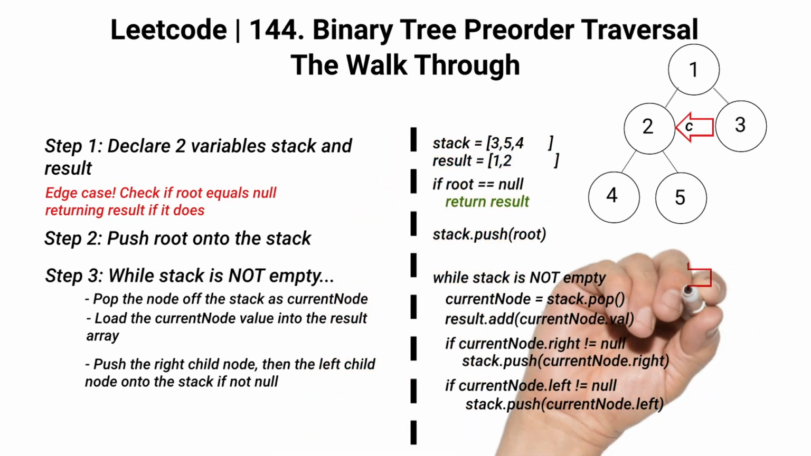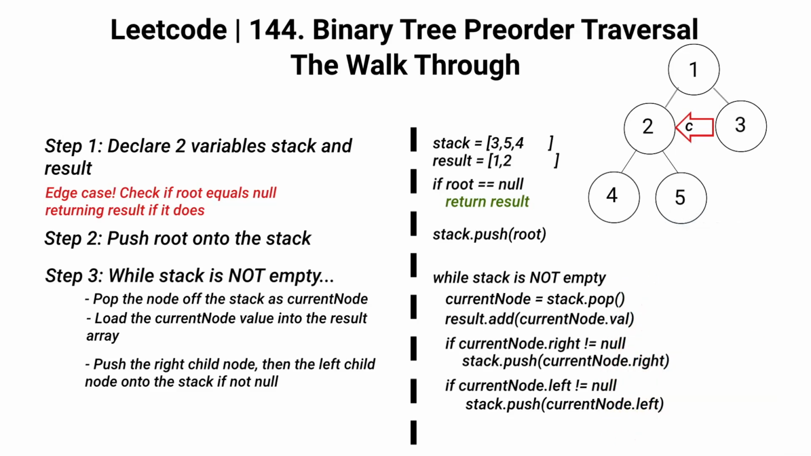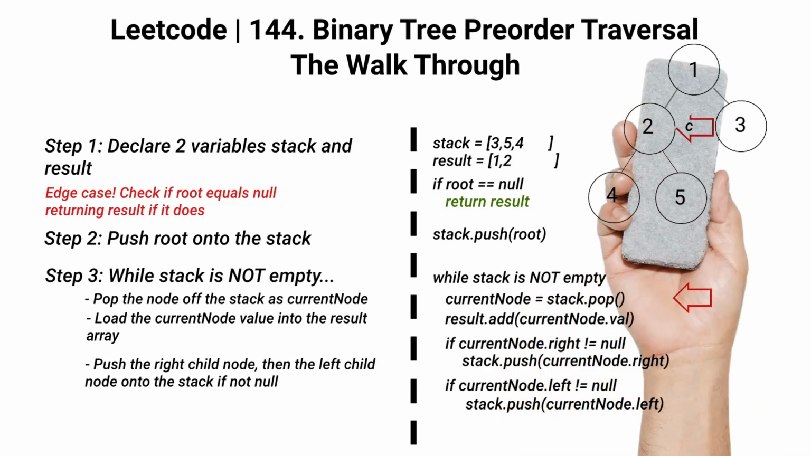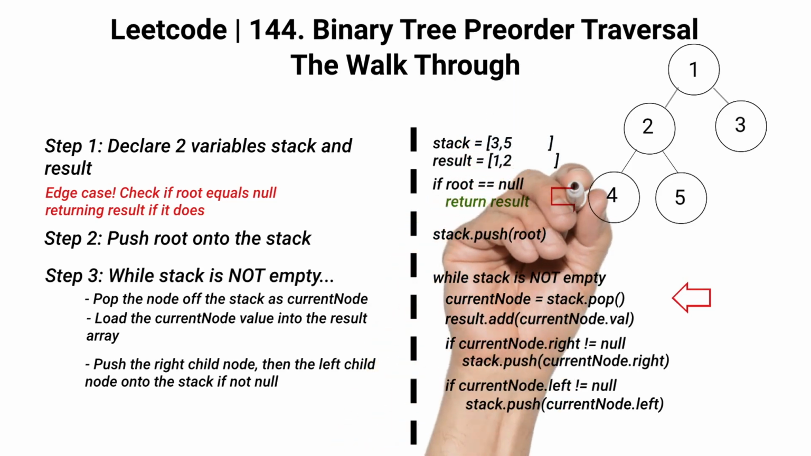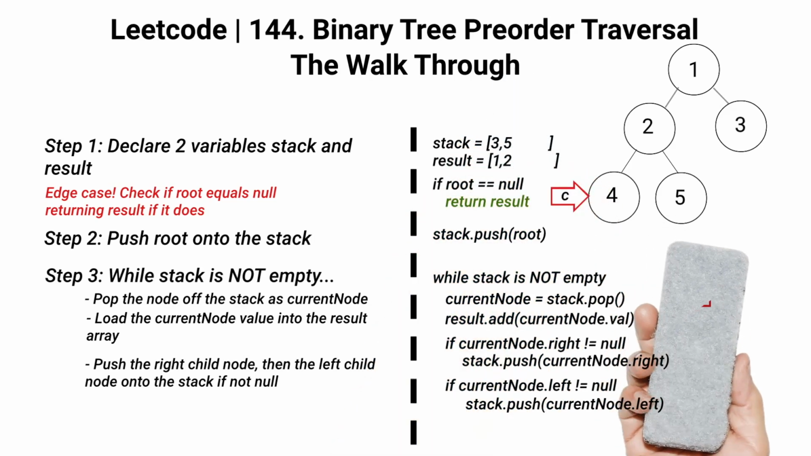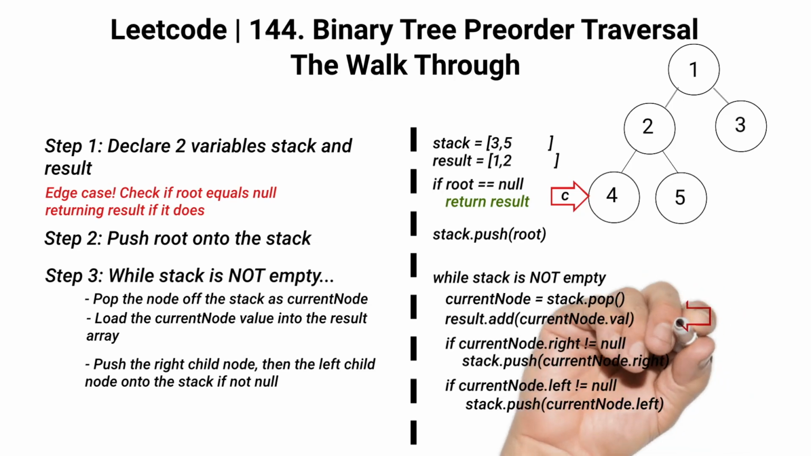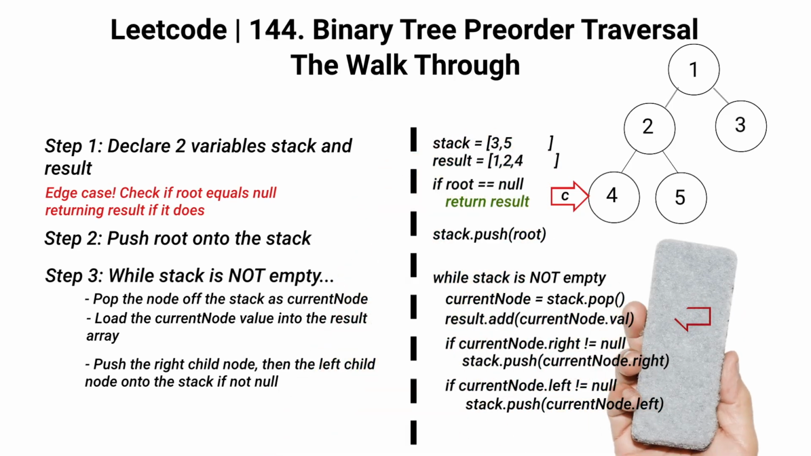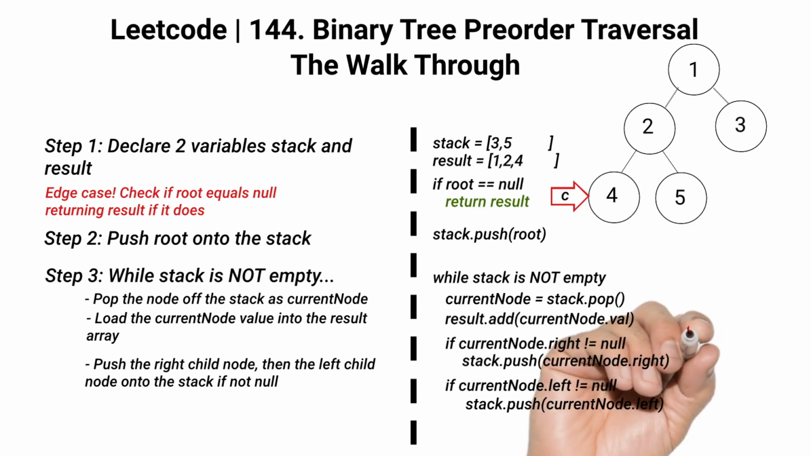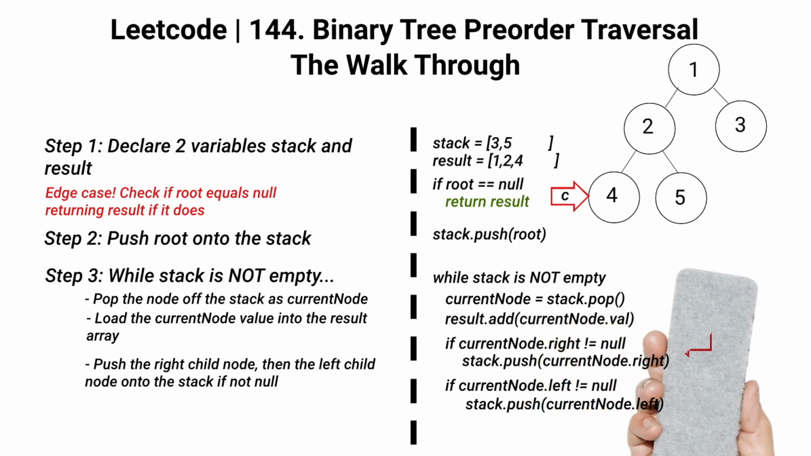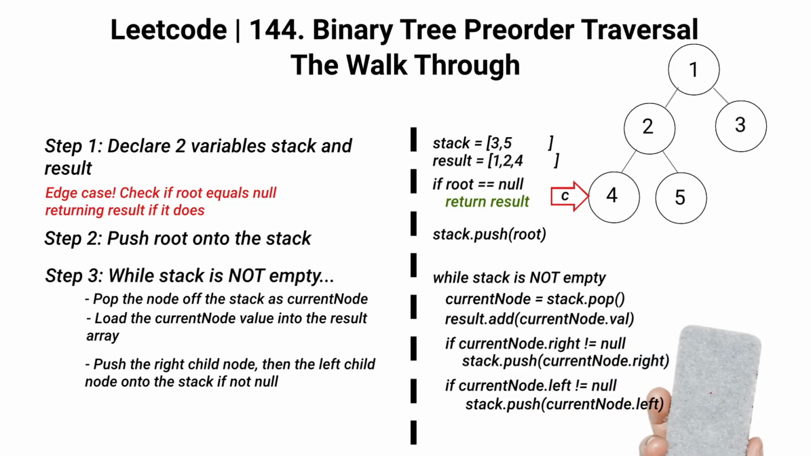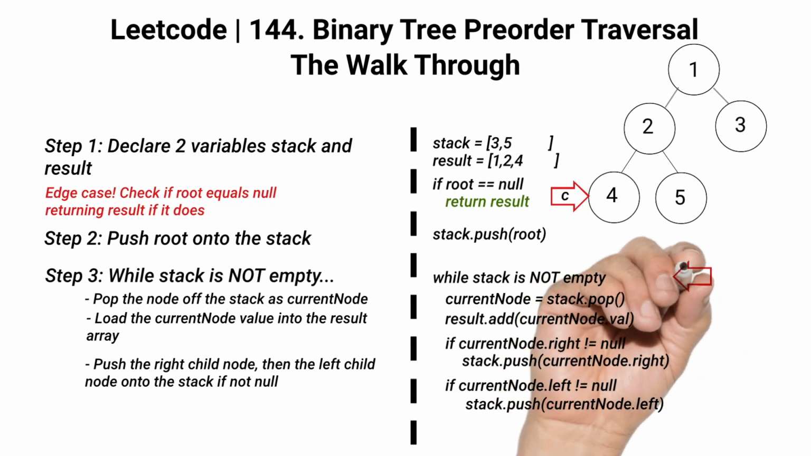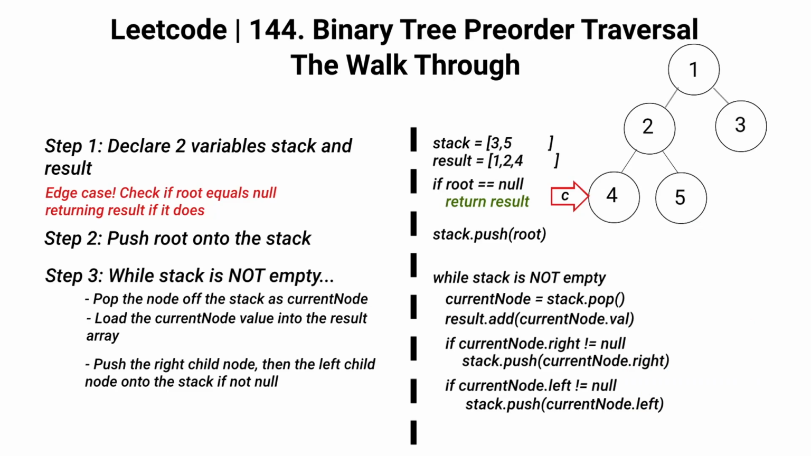And then while the stack is not empty, we can see it's not empty. Pop the stack, so the current node is now the 4 node. Add the value of the 4 node to the result, so add 4 to the result. Check if the 4 node has a right child, it does not. Check if it has a left child, it does not. And then we check if the stack is not empty again, which it's not.